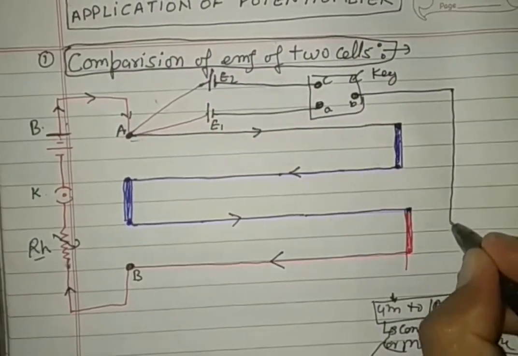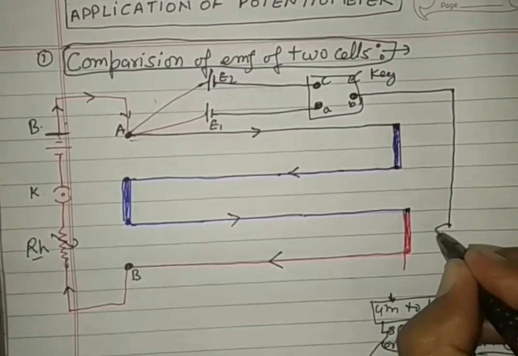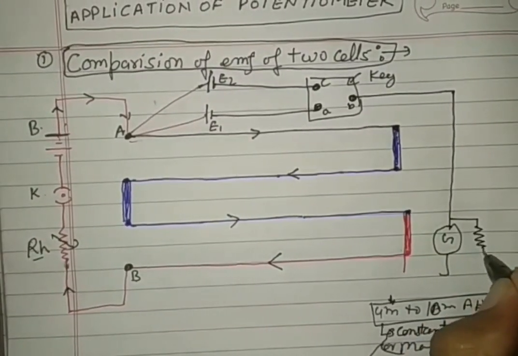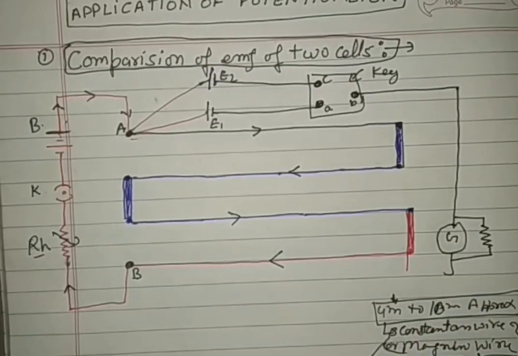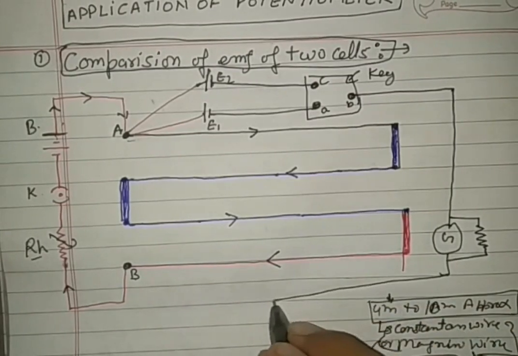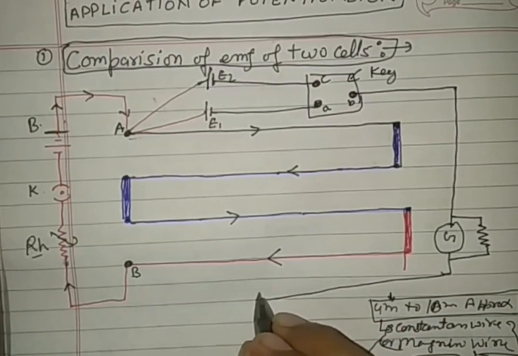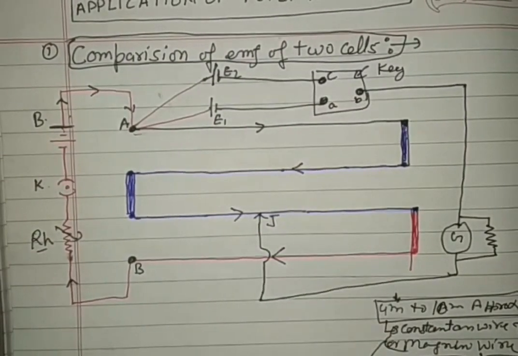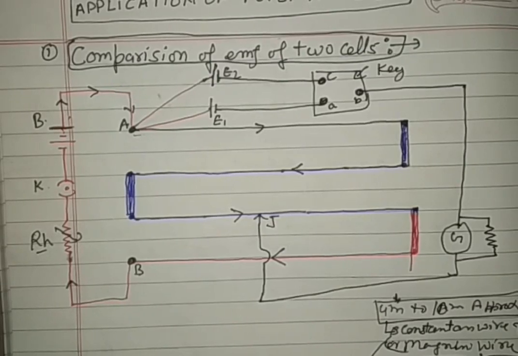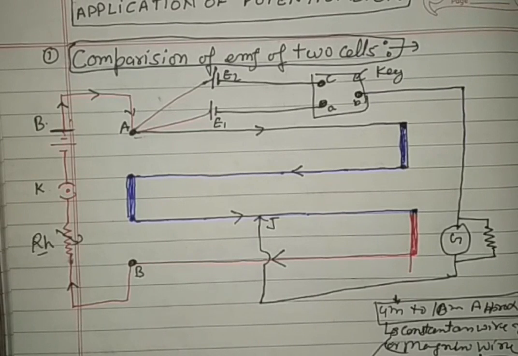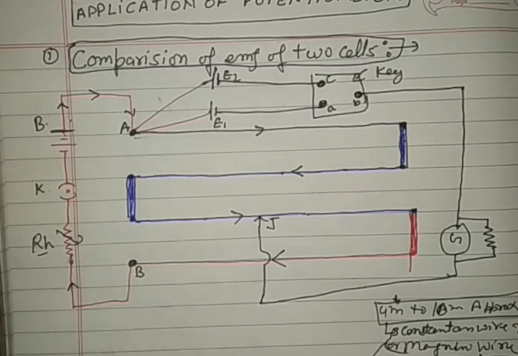This side is connected here with a galvanometer. Here the galvanometer is shunted with a wire to control the deflection. Then it is connected with the jockey. See very carefully here. First, how we are doing the whole experiment here.